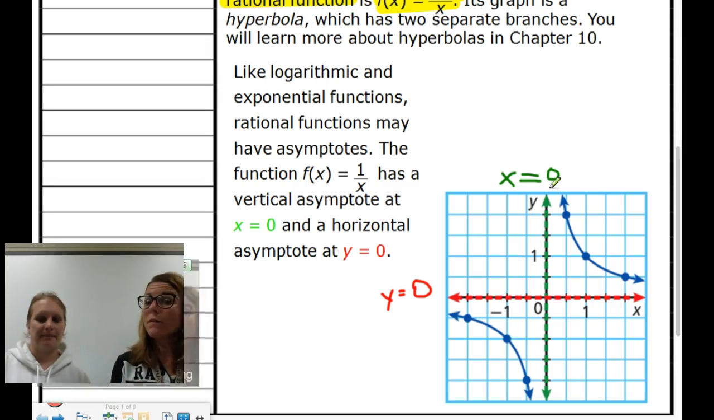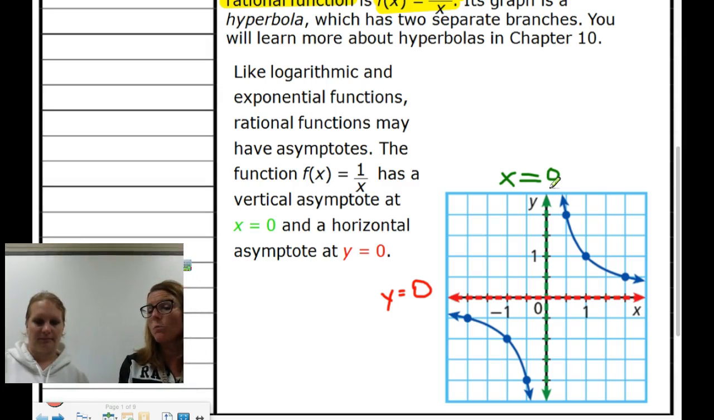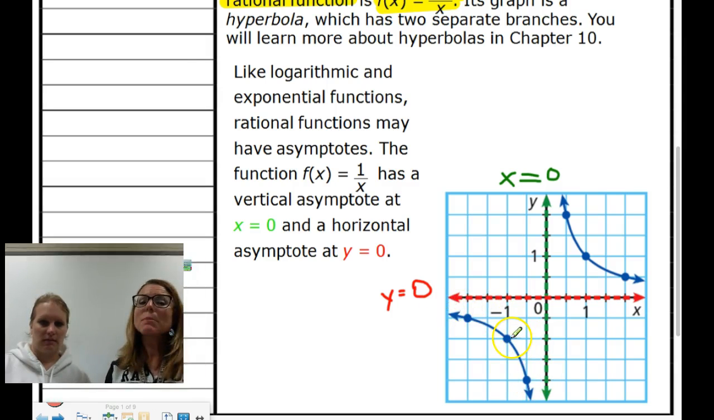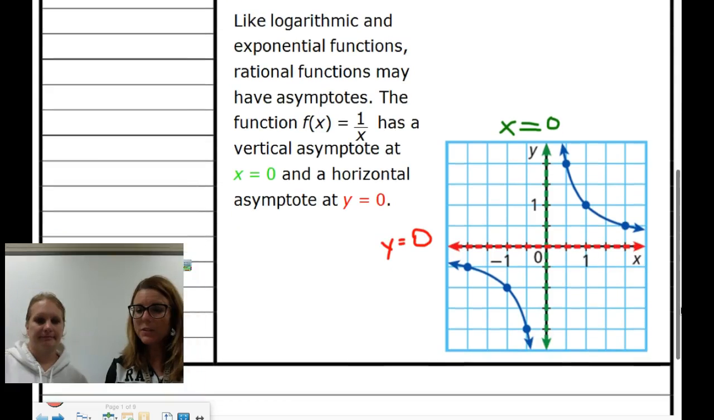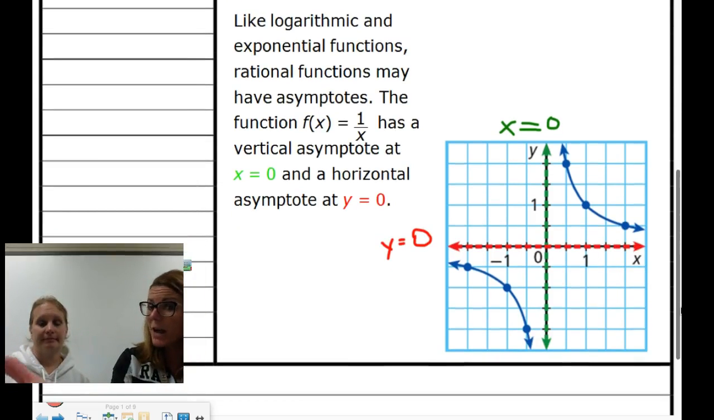Okay. So you have vertical asymptotes and horizontal. A vertical asymptote is always in the form x equals because it's a vertical line. Horizontal asymptotes are always in the form y equals because it's a horizontal line. And there's our example of our hyperbola, the two separate branches.